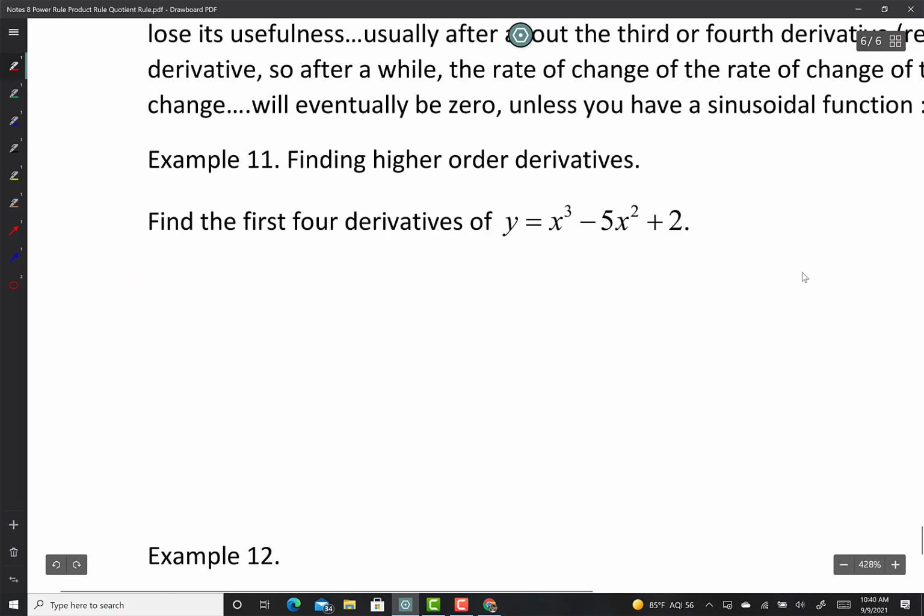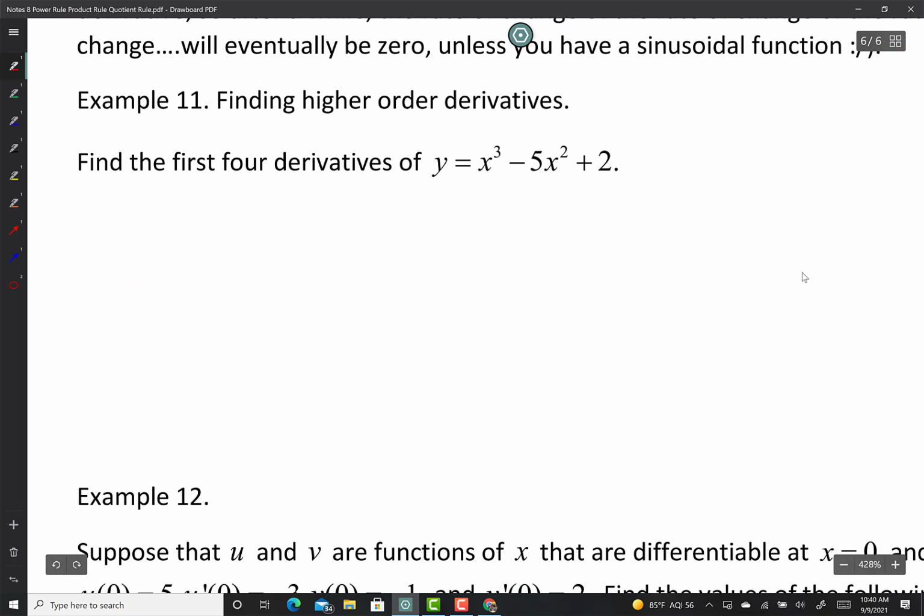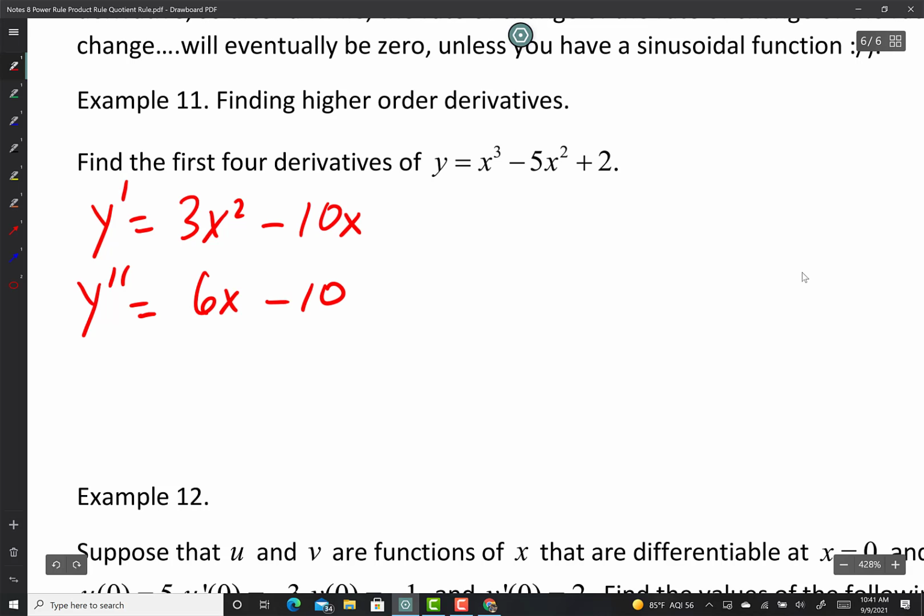Okay, so I think now we're good. So look at example 11. What did it say? Find the first 4 derivatives. I'm going to write y prime. Y prime equals 3x squared minus 10x. There we go. Y prime prime. Y prime prime prime. And then after that, I just start writing Roman numerals. 0. Can you take more derivatives? Yeah, but they're all going to be 0. The derivative of 0 is 0.